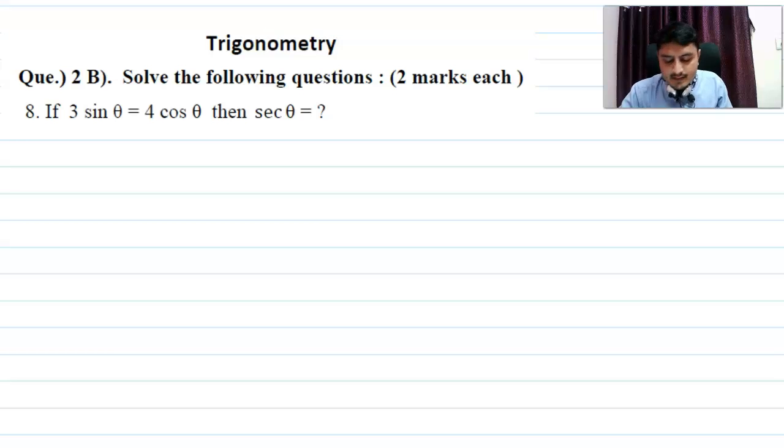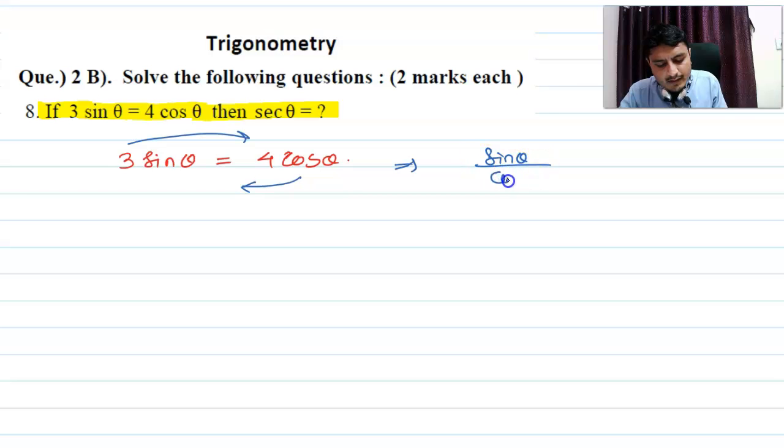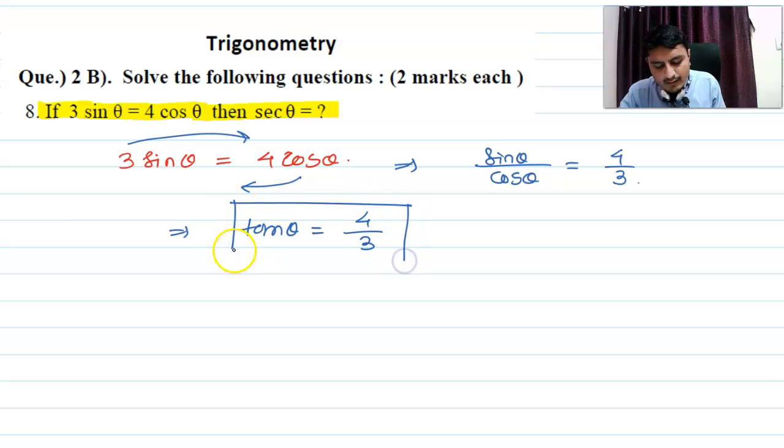Look at now the 8th sub question from question 2b. If 3 times sin theta equals 4 times cos theta, then sec theta is equal to. We have given here 3 times sin theta is the same as 4 times cos theta. Now once we shift cos theta from RHS to LHS and 3 from LHS to RHS, we are getting sin theta divided by cos theta equals 4 by 3. Now sin theta upon cos theta is equal to tan theta, so we have tan theta equals 4 divided by 3.